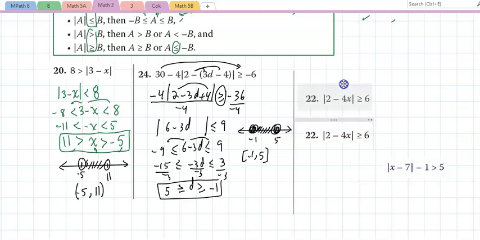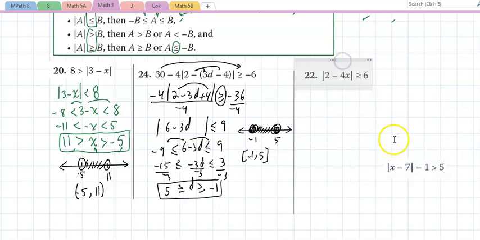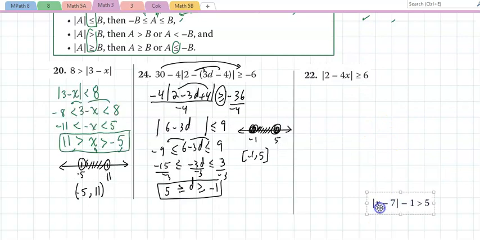Here we go. This problem is next. There we go. Odd how this works.